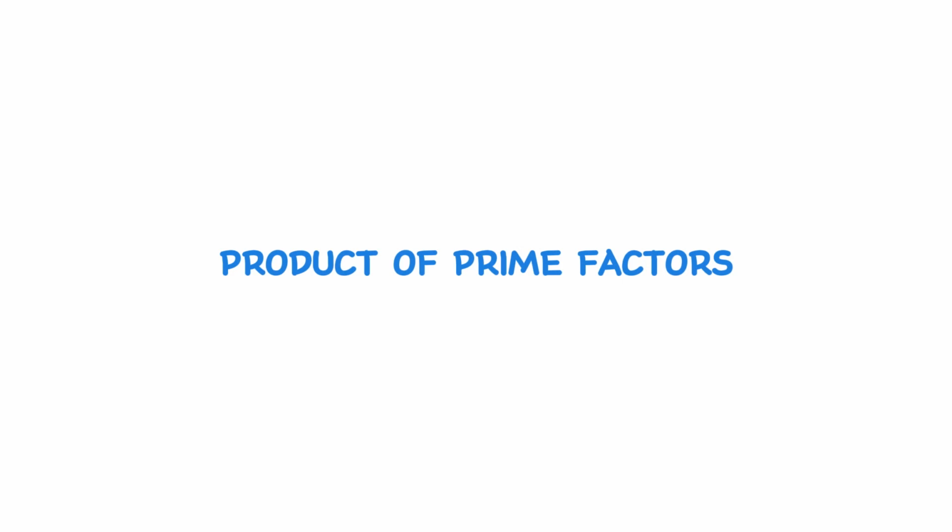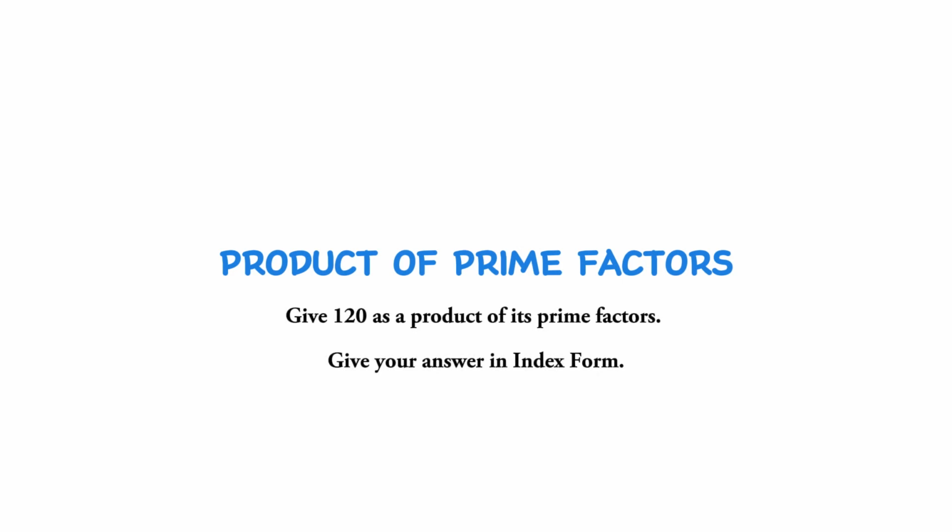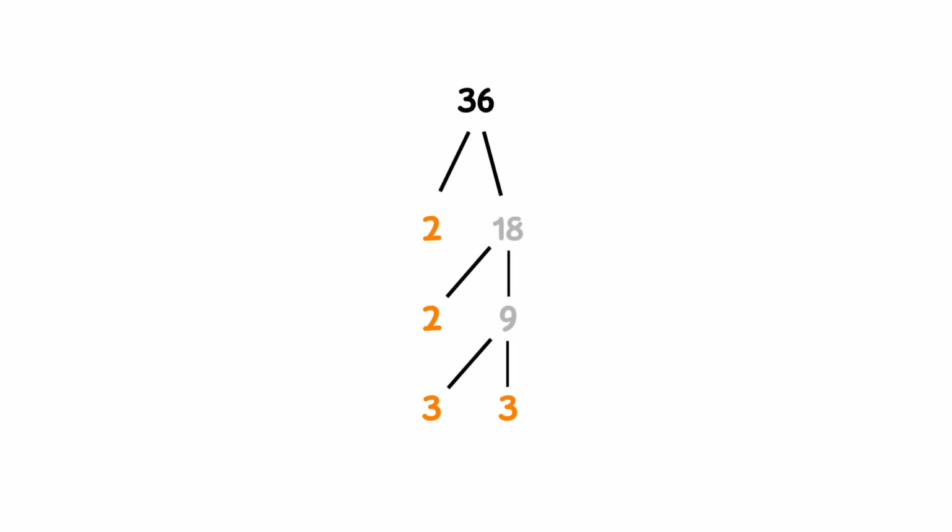In this video, we're going to be taking a look at how to find the product of prime factors and also how to answer questions like these. Essentially, prime factors are just prime numbers that can be multiplied by other numbers to make a given number, which is done in the method of a factor tree, like the one shown here.